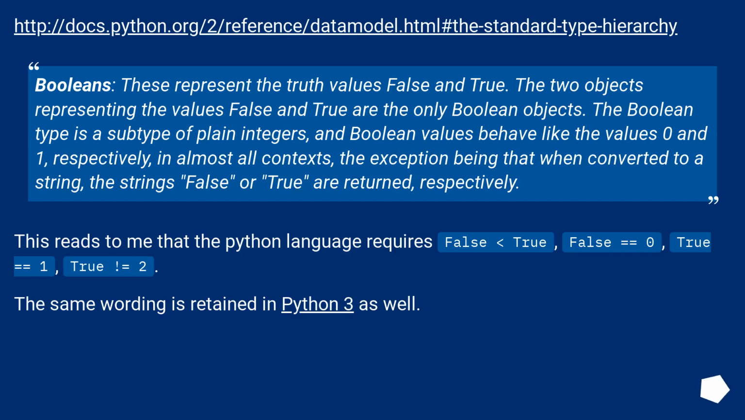This URL. Booleans, these represent the truth values false and true. The two objects representing the values false and true are the only Boolean objects. The Boolean type is a subtype of plain integers, and Boolean values behave like the values 0 and 1, respectively, in almost all contexts, the exception being that when converted to a string, the strings false or true are returned, respectively. This reads to me that the Python language requires false equals 0, true equals 1, true not equal to false. The same wording is retained in Python 3 as well.